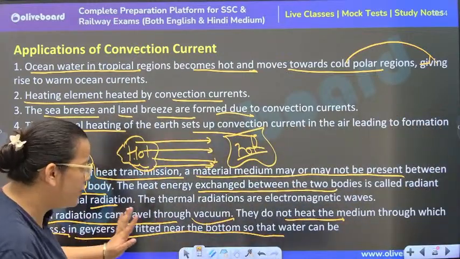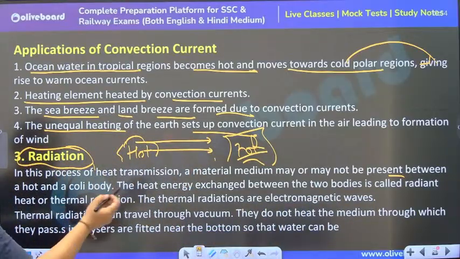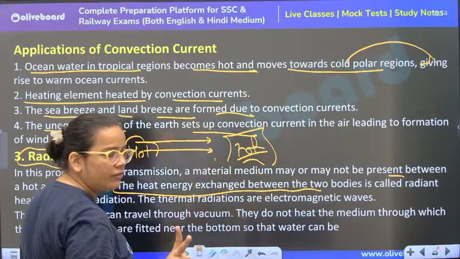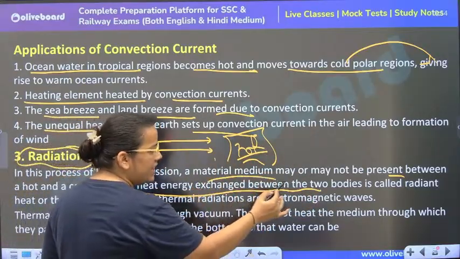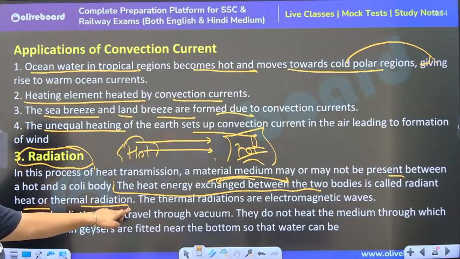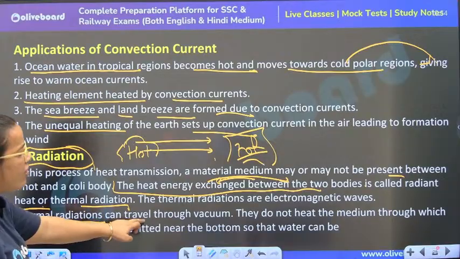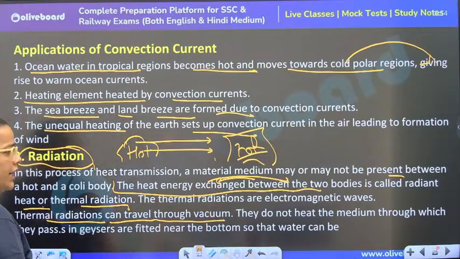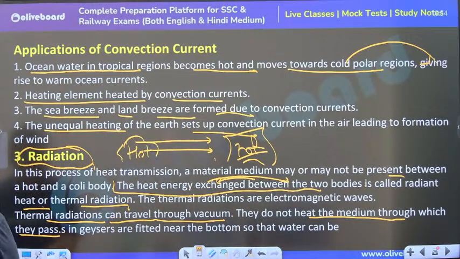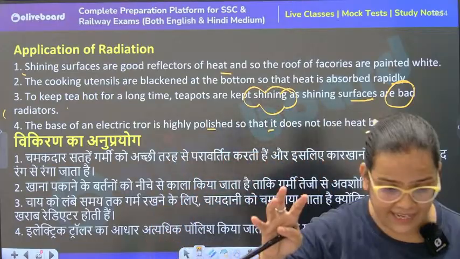I think you guys missed this point. See, the heat energy exchanged between two bodies is called radiant heat or thermal radiation. Now, thermal radiation is electromagnetic, and radiation can travel through a vacuum also. They do not heat the medium through which they pass. That is why they can trap the energy, and then they keep the tea hot.